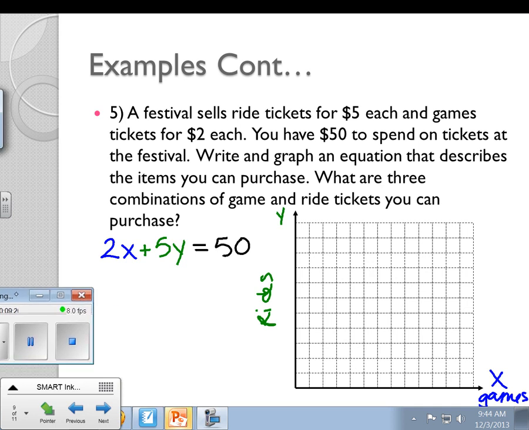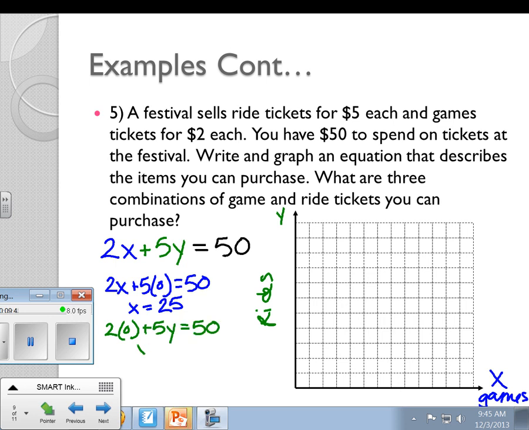So to find the x-intercept, I'm going to do 2x plus 5 times 0 is 50. So when I solve for x, x equals 25. Then when I find my y-intercept, 2 times 0 plus 5y equals 50. When I solve for y, y equals 10. So on my x I need to go over to 25, and on my y I need to go up to 10.